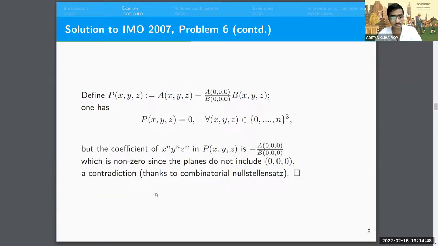All right. And we see that this contradicts the hypothesis in the combinatorial Nullstellensatz, because we cannot have all the points in this set be 0 but still have the coefficient of a certain term be non-zero. So this gives us a contradiction, and we conclude that we cannot do the job with k less than 3n planes, and we have a solution with k equal to 3n planes. So 3n is the minimum number of planes.